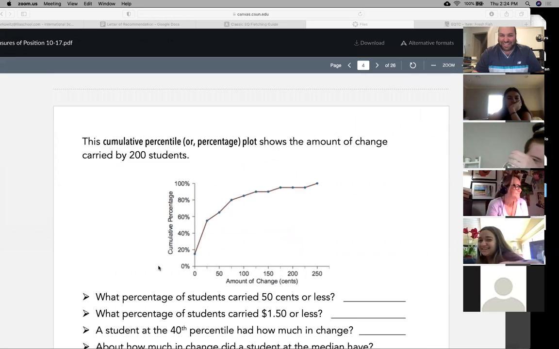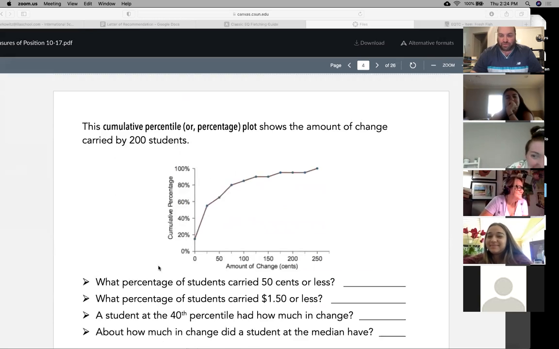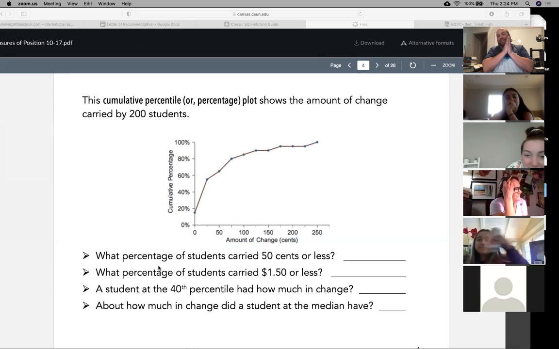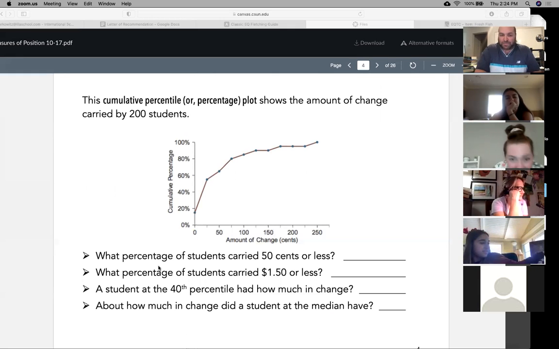Okay, so next slide. The cumulative percentile or percentage plot shows the amount of change carried by 200 students. Okay, come on, guys. So let's get back to math. Math first, funniness and enjoyment of class second. But we got to make sure we learn at the same time.